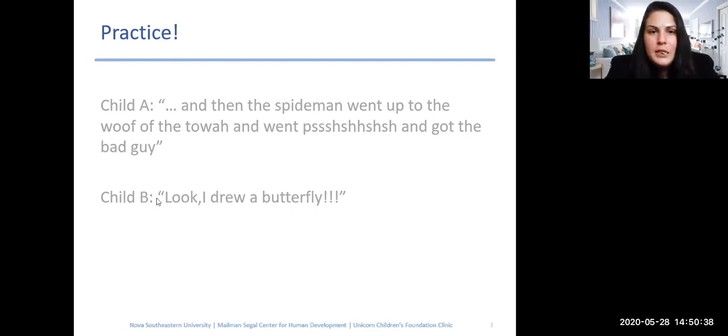And then child B: "Look, I drew a butterfly." Take a minute, think about what you would say. So I would say, "Wow, look, you did draw a butterfly." Again, just really reflecting back.